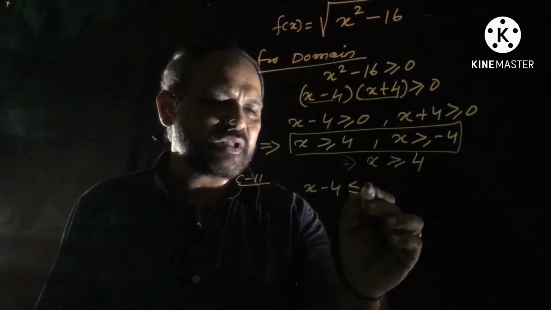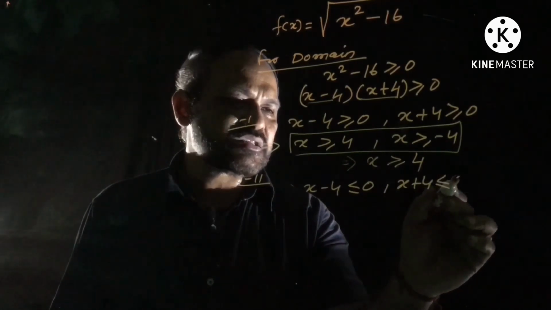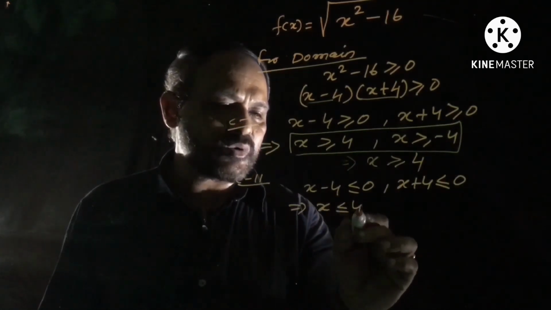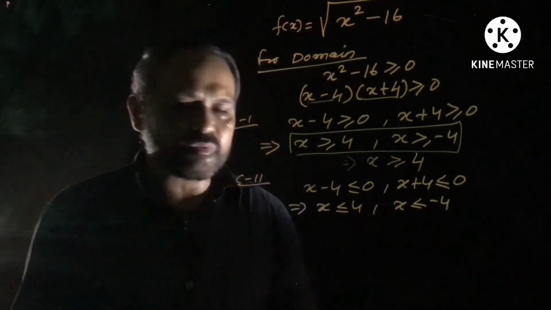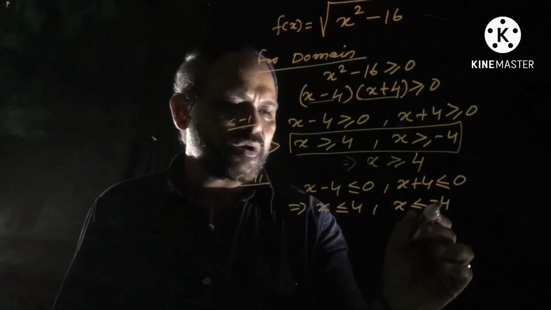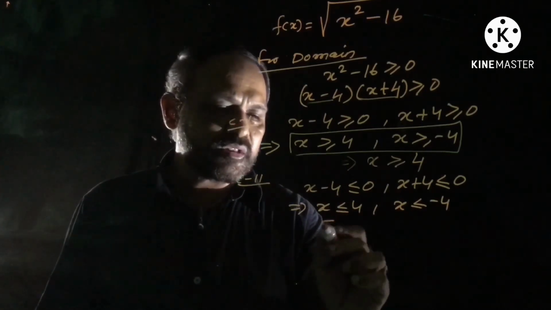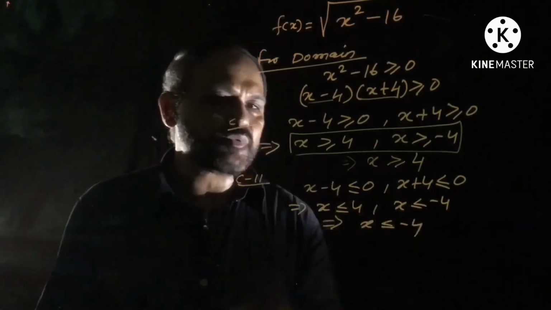x minus 4 less than or equal to 0, or x plus 4 less than or equal to 0. This implies x less than or equal to 4 and x less than or equal to minus 4. What is x? A number which is less than or equal to minus 4 and less than or equal to 4. Therefore, we can write x less than or equal to minus 4.